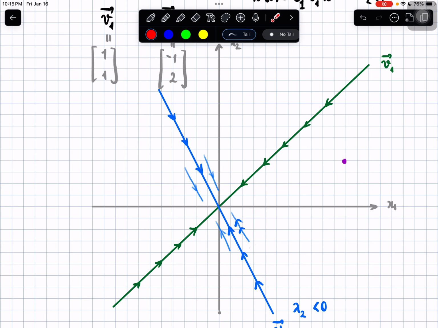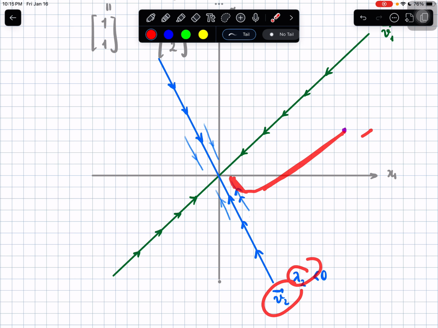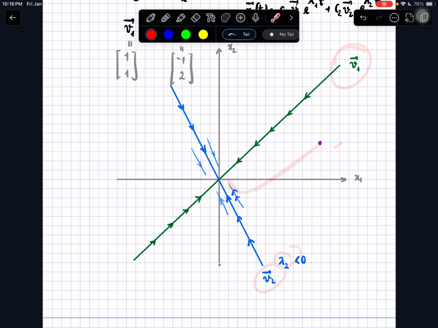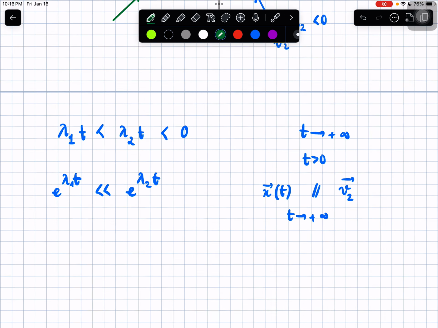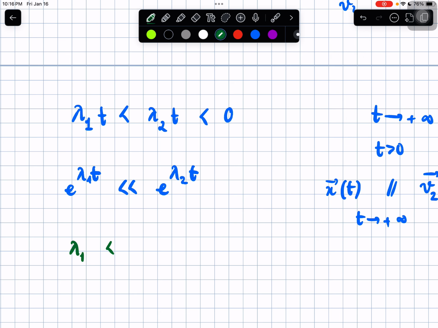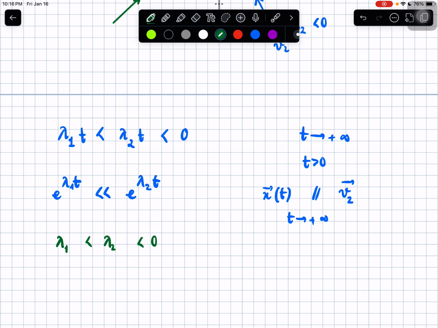What about when t is minus infinity, for example? For this case, we know that this one needs to move closer and closer, following v2. The other side, we expect it to follow v1. Here's how. Lambda 1 less than lambda 2 less than 0. Now, when t tends to minus infinity, you multiply by t. In particular, t is less than 0. When you multiply by t, you have lambda 1 t bigger than lambda 2 t, bigger than 0.